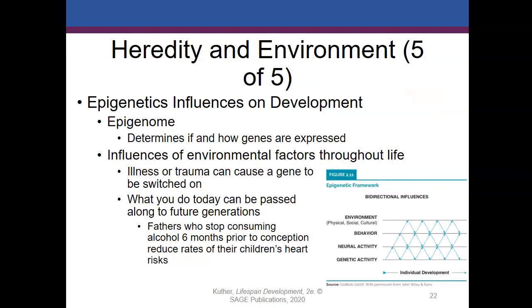The Epigenetic Framework is a model for understanding the dynamic, ongoing interactions between heredity and environment. Genes influence development and experience, yet gene expression is also influenced by development and experience. Not all genes are automatically turned on or expressed. The epigenome is a molecule that stretches along DNA and provides instructions to genes, telling them whether to turn on or off. Throughout life, the environment can also tell genes whether to turn on or off. An illness or trauma can cause a gene to switch on, for example. What you do today can be passed along to future generations. Fathers who stop consuming alcohol 6 months prior to conception reduce the rate of their future children's heart risk.